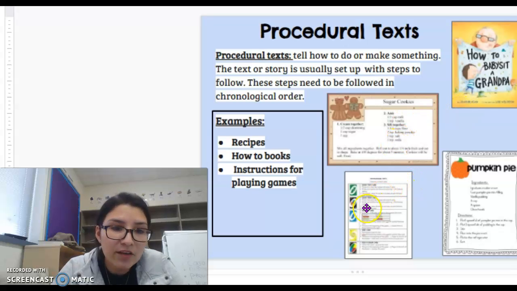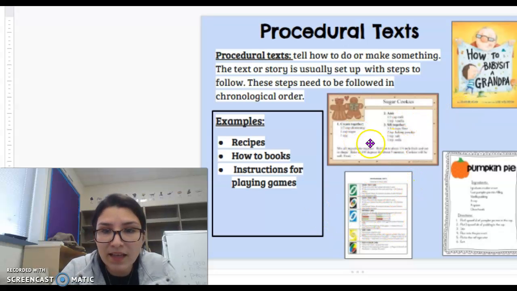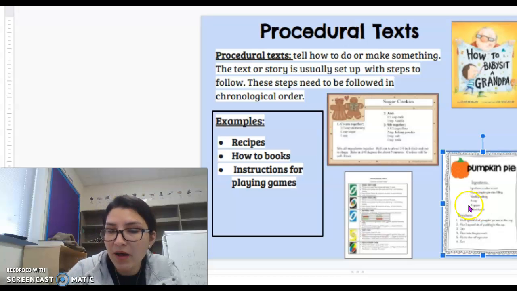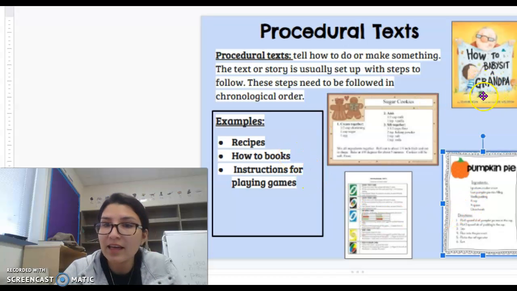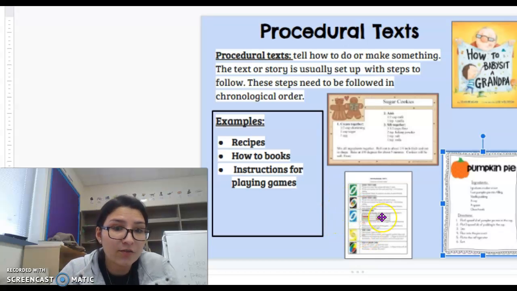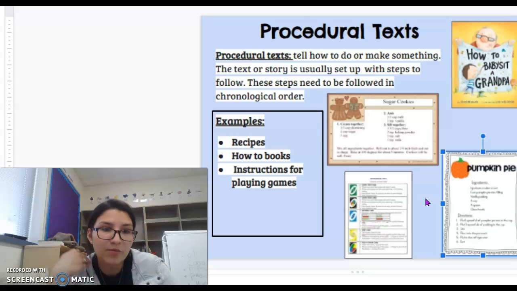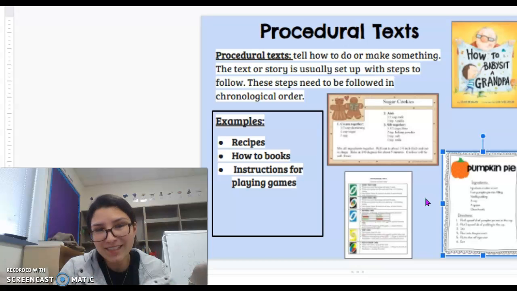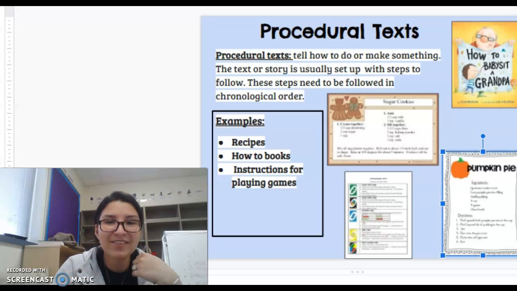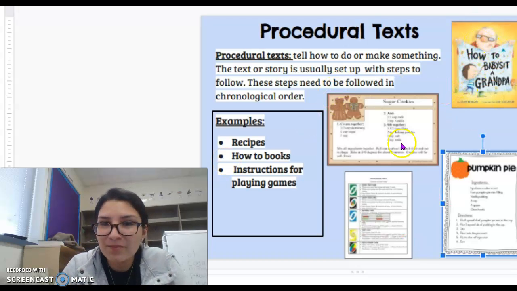So some examples of procedural texts are recipes like how to make sugar cookies or pumpkin pie, how-to books like how to babysit a grandpa or how to draw dinosaurs, or maybe instructions for playing a game or instructions on how to put something together, all right? And in these examples, you're going to be following steps in order to complete the recipe or to play correctly or to babysit your grandpa correctly, okay? Which I know this one's more just for fun, but I just went ahead and put that there.